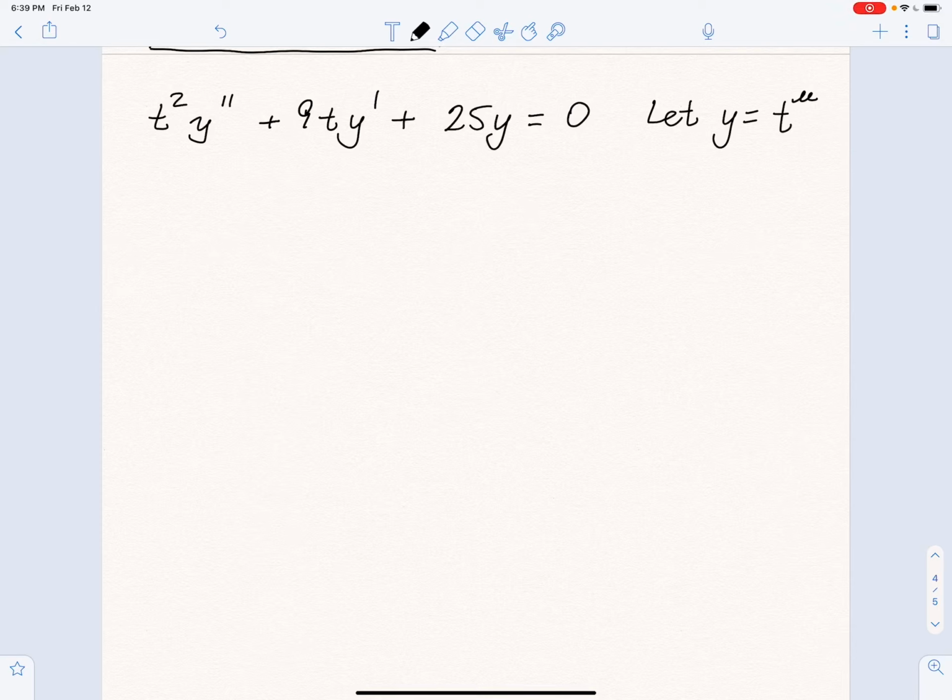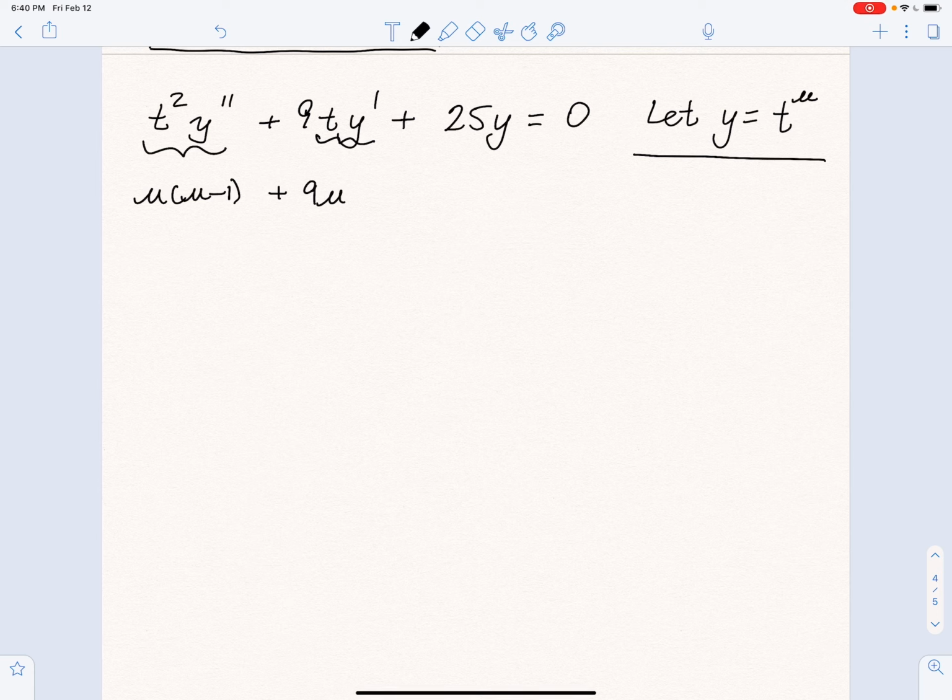Okay, so what we have is another Cauchy-Euler differential equation. And to try to streamline the process enough, we've substituted y equals t to the mu quite a bit to know how this plays out. And remember that when you do that, the t squared y double prime becomes mu times mu minus 1. The t times y prime becomes 9 times mu.